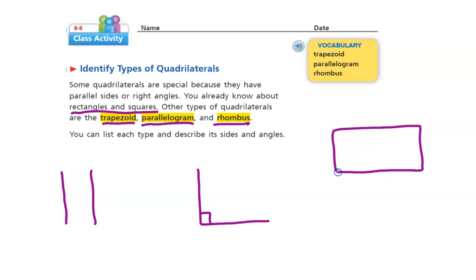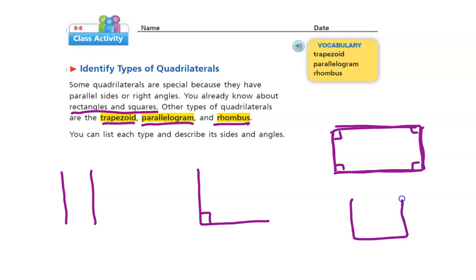A rectangle is something that has two opposite sides that are parallel. So these two sides are parallel and these two sides are parallel. And we also have a whole bunch of 90-degree angles at each of its corners. And then these two sides are the same length, and then these two sides are the same length.